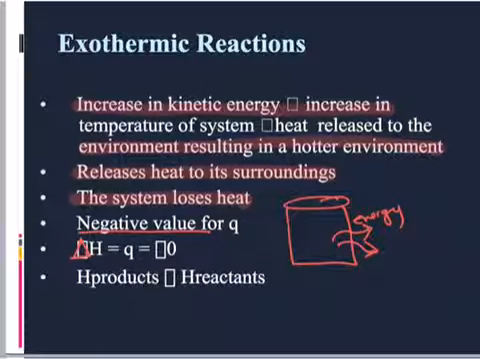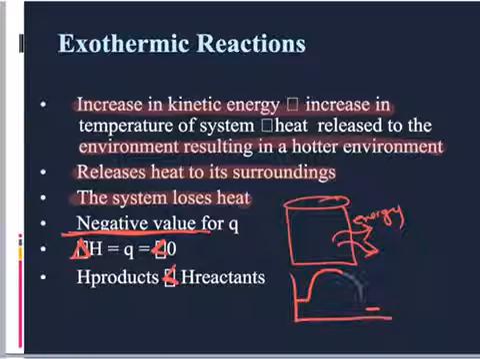So our delta H, which is the same as Q, is going to be less than 0 because we get that negative value. And our products are going to be less than the reactants. So in our PE diagrams, if you remember, our products at the end have less energy. Our reactants start up higher and our products are lower down.